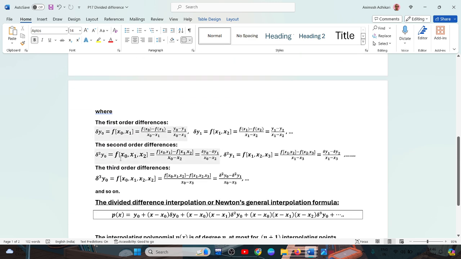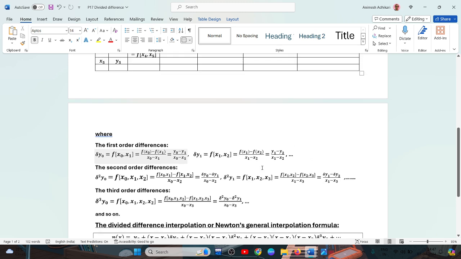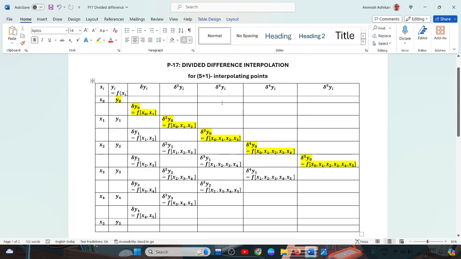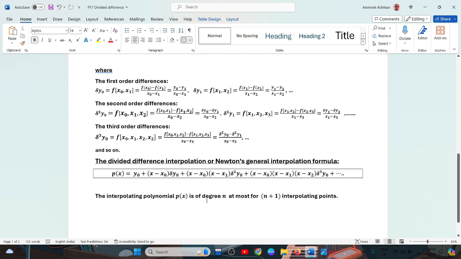This delta 2 y0 is equal to (delta y0 - delta y1)/(x0 - x2), and delta 2 y1 is equal to f[x1, x2, x3], which equals (delta y1 - delta y2)/(x1 - x3), and so on. Then the third order divided difference, and in this way delta 4 and delta 5. And these are the differences.